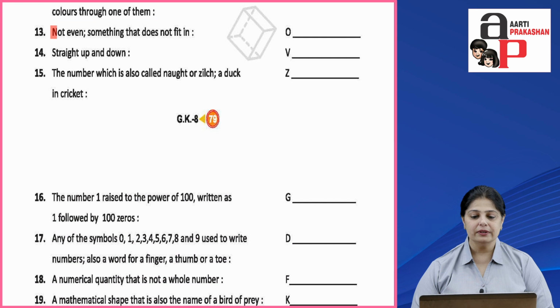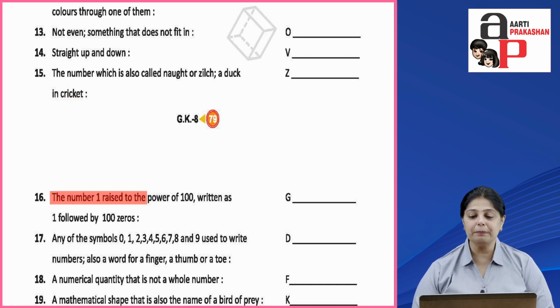Okay, now not even, something that does not fit in. If it is not even, then what is it? It is odd. Alright, straight up and down means vertical. The number which is also called knot or zilch, a duck in cricket, something that was discovered in India by Aryabhat, and that is 0. Yes, it was invented in our very own country, Bharat.